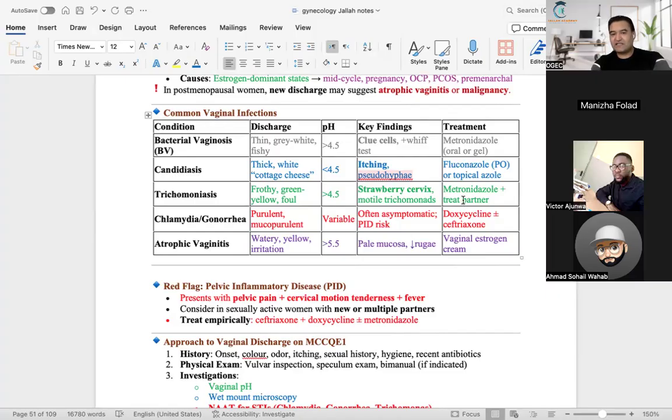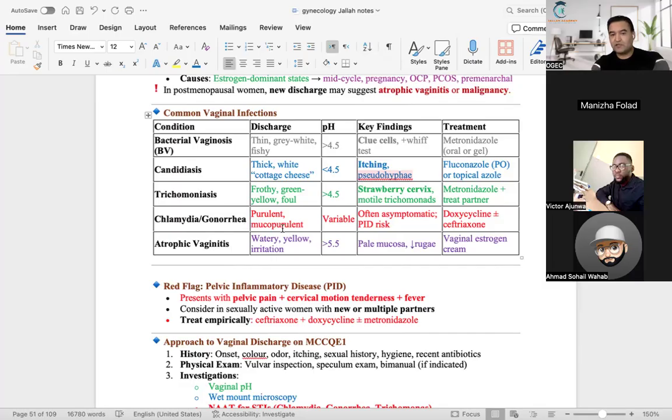The only difference is that with trichomoniasis vaginalis, you use only a single dose of 2 gram metronidazole. Not only for the patient, you have to use the same dose for the partner. But for bacterial vaginosis, it is orally 500 milligram BID for 7 days. But for this one, it's just a single dose of 2 gram for the patient and the partner.